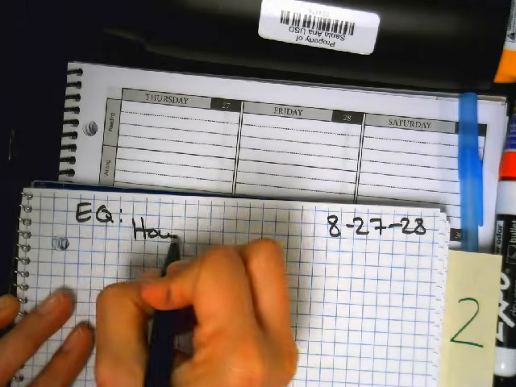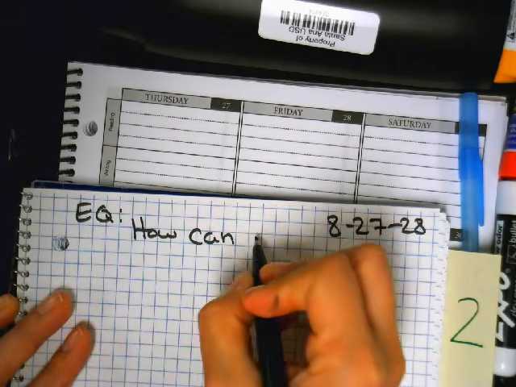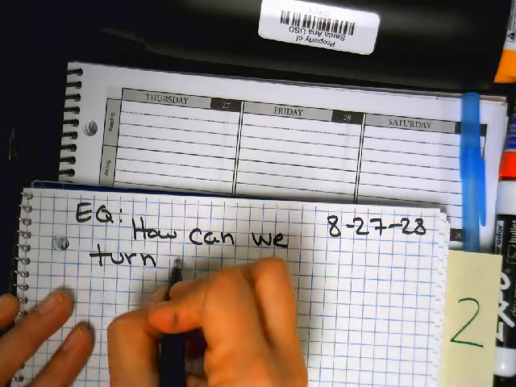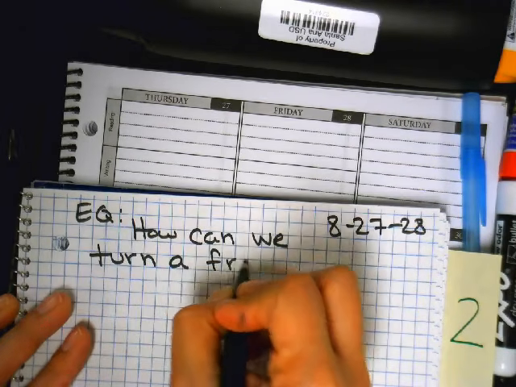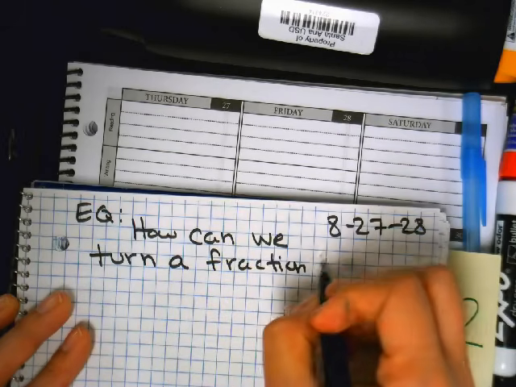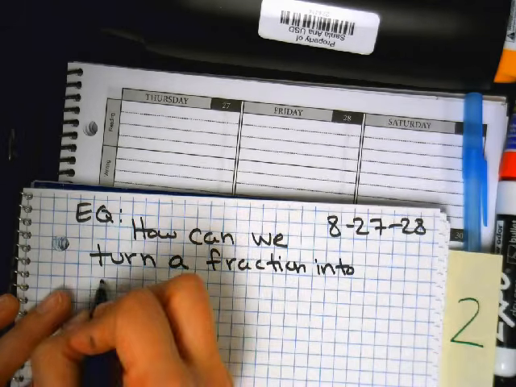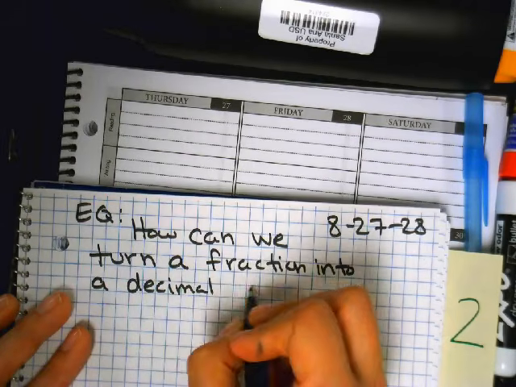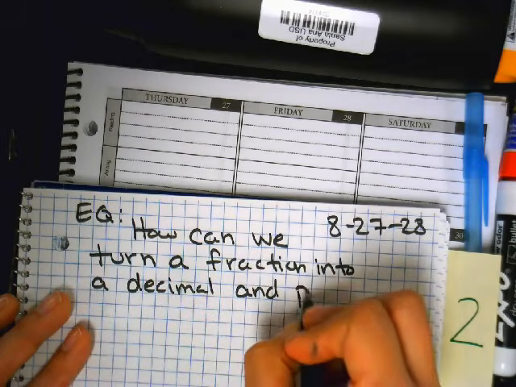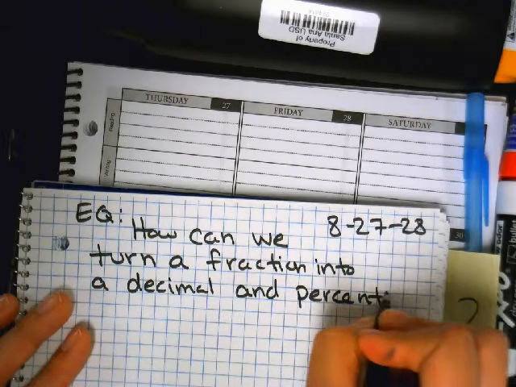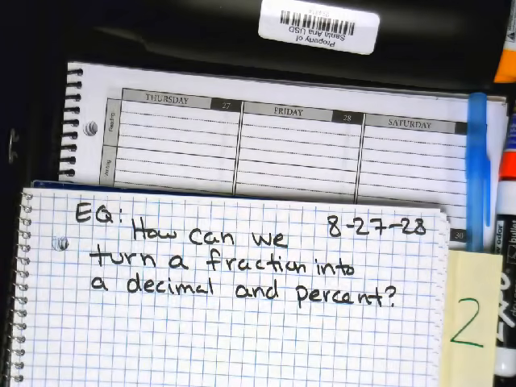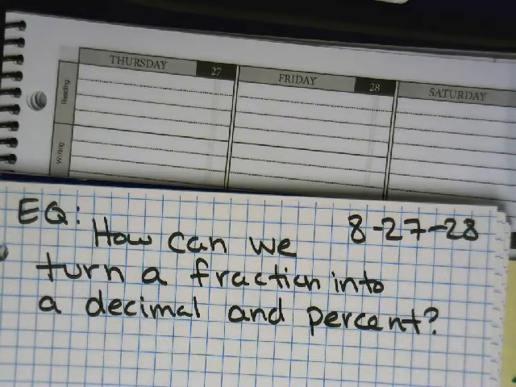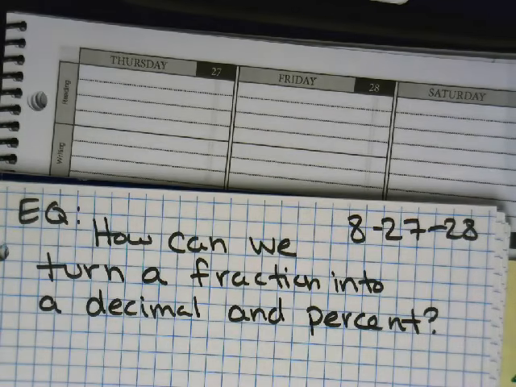How can we turn a fraction into a decimal and percent? How can we turn a fraction into a decimal and a percent? That's my essential question. How'd I do?